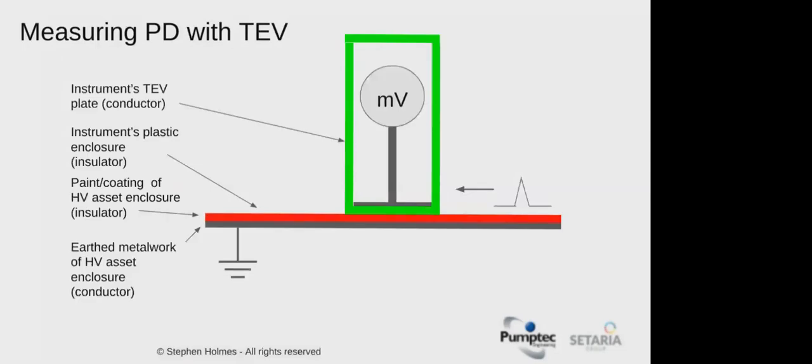Well, what we do is form a capacitor. One plate of the capacitor is inside the instrument, and the other is the earth metalwork of the HV enclosure. The dielectric is the plastic of the instrument's enclosure, and the paint or the coating of the HV asset itself. So we've formed a little capacitor here, and when the high frequency pulse goes whizzing by looking for true earth, it gives a kick to the millivolt meter, and that's what we record as a transient earth voltage.